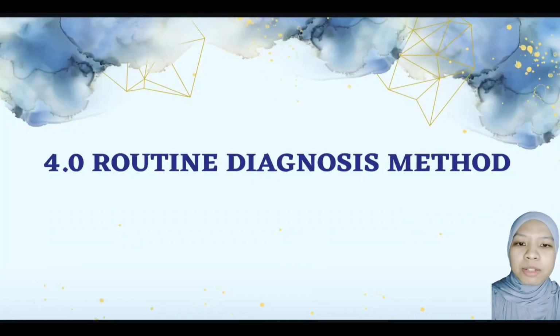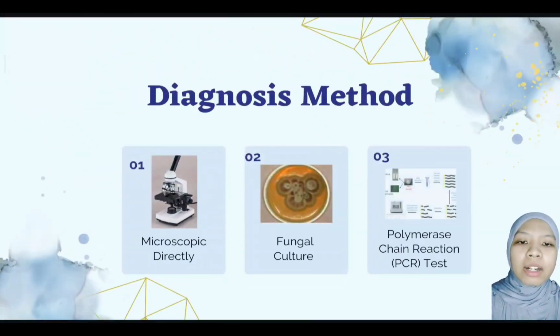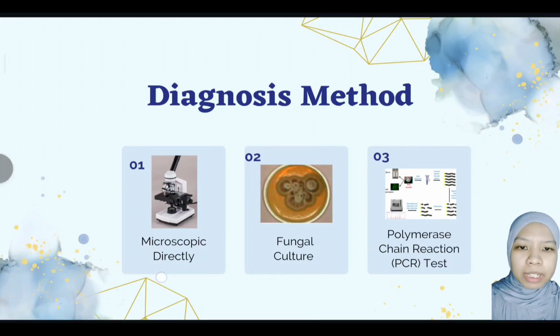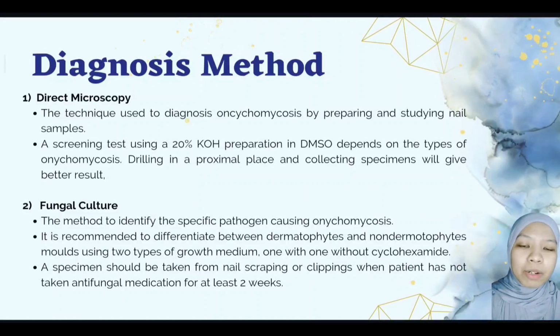Okay, let's move to the routine diagnosis methods. So here I will mention three diagnosis methods. There are direct microscopy, fungal culture, and the polymerase chain reaction test, also known as PCR. Direct microscopy is diagnosis by preparing and studying nail samples. The technique uses a 20% potassium hydroxide preparation, with or without DMSO, depending on the type of onychomycosis.